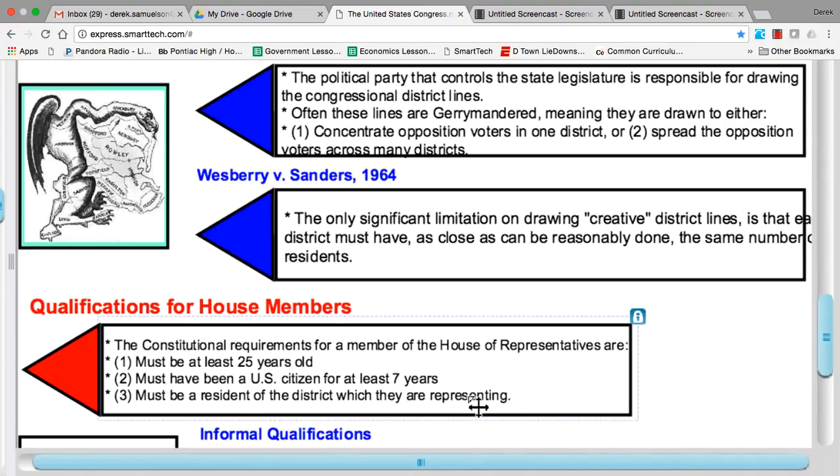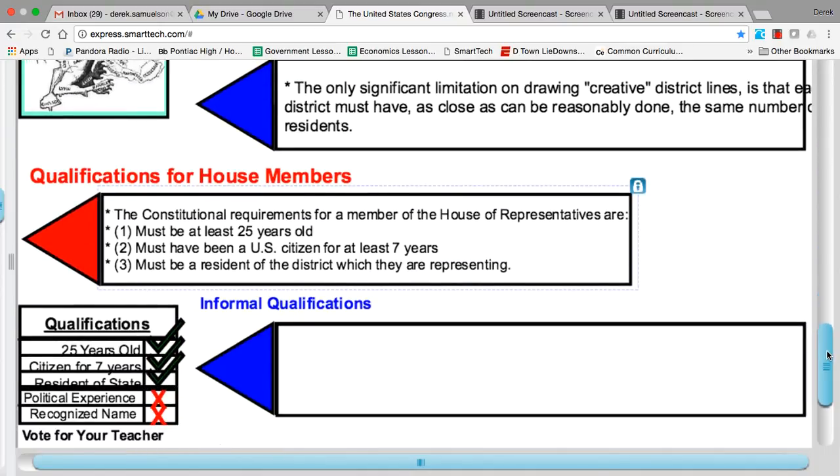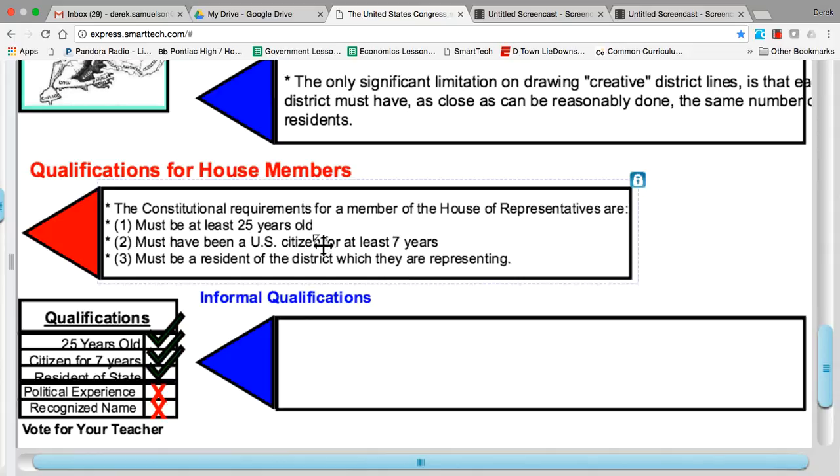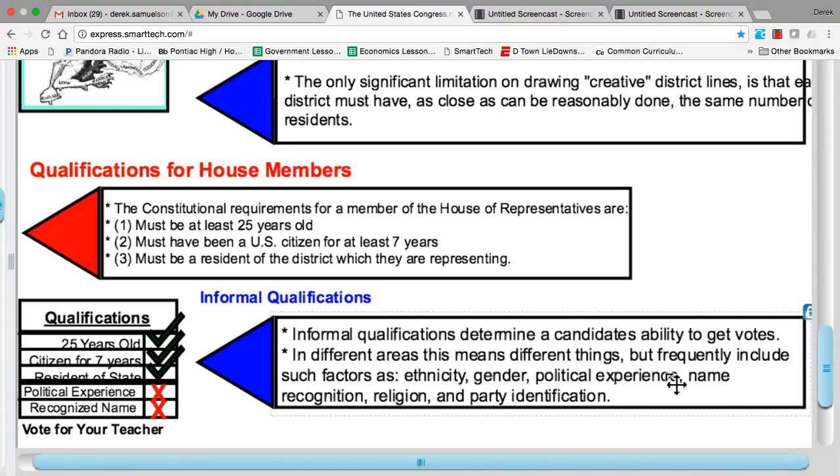And you must be a resident of the district that you're representing. So you can't represent Rhode Island and live in Michigan. It doesn't work that way. You have to be a resident of the district in which you are representing. So those are the formal ones. This doesn't really stop very many people from being in Congress. These ones do. These are your informal qualifications.